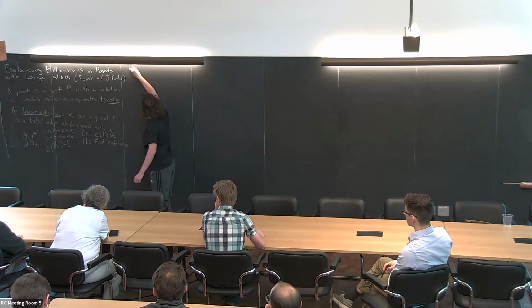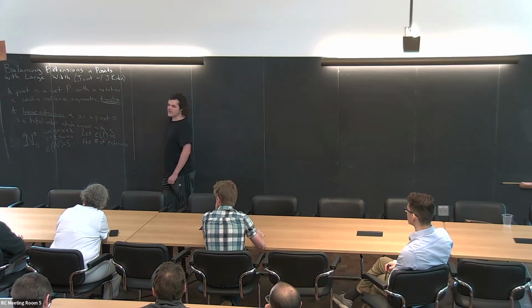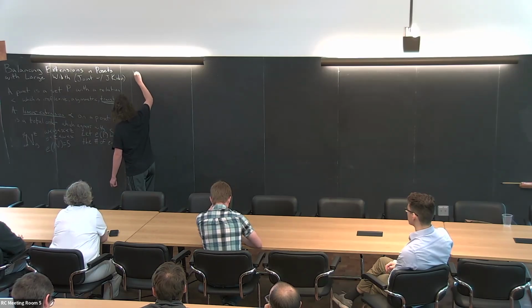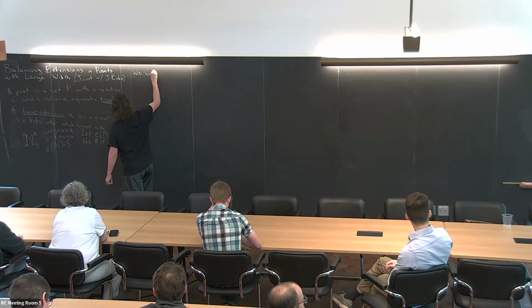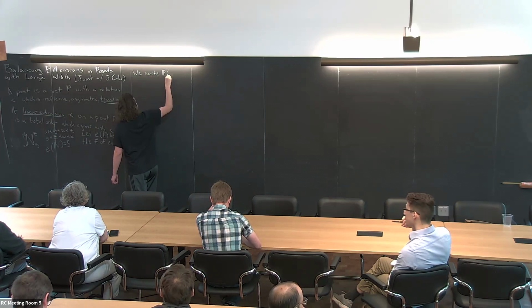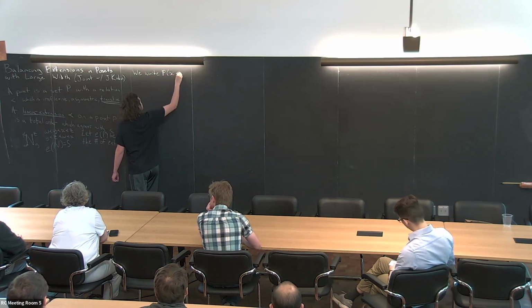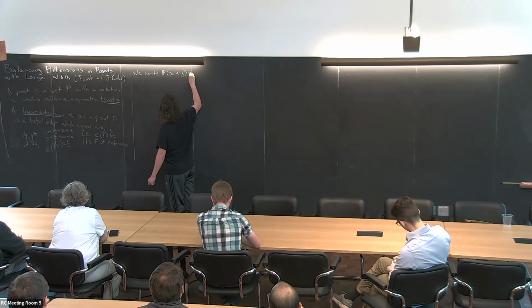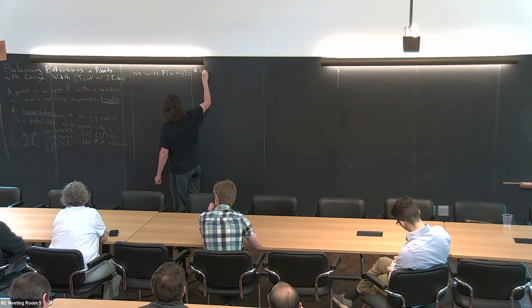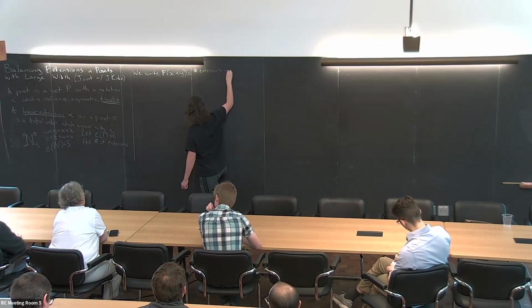Okay, so what we care about really is what I'm going to call these comparison probabilities. So we write the probability x comes before y to be the number of extensions with x coming before y over the total number of extensions.